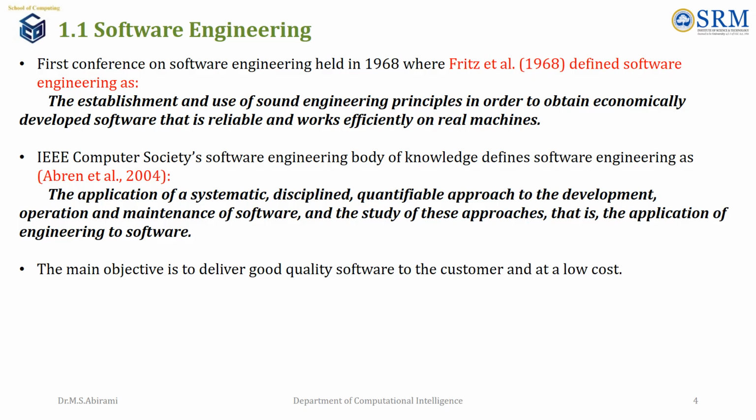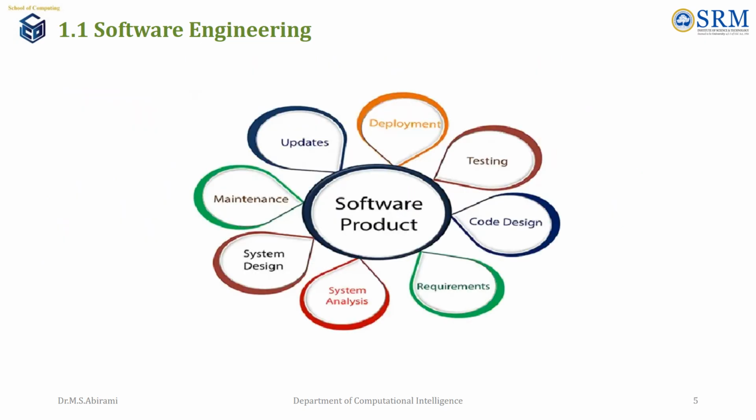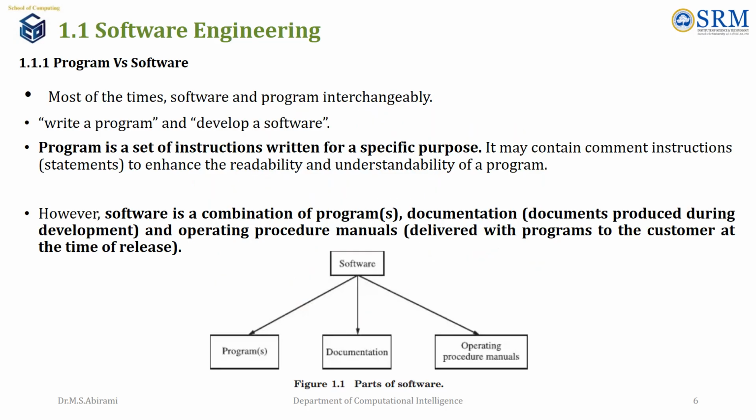So the main objective is to deliver good quality software to the customer at a low cost. The software product can be obtained by gathering the requirements, then performing the system analysis, then system design, then code design, and then testing. After that, if any updates are required, they will be done. Then deployment, and after the delivery of the software product, the maintenance, which is also included in the software process.